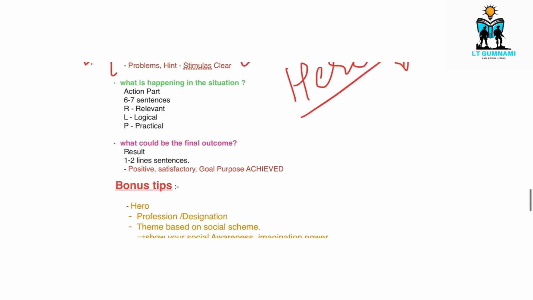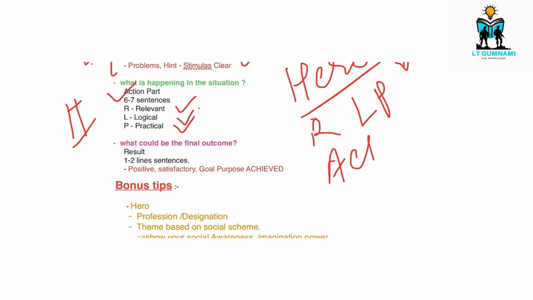The next stage, step 2, is what is happening in the situation. This is your action part, and here your RLP formula comes. RLP means relevant, logical, and practical. You should incorporate 6 to 7 sentences or lines in terms of relevant, logical, and practical steps. This is your action part.